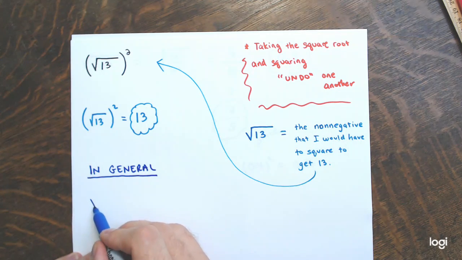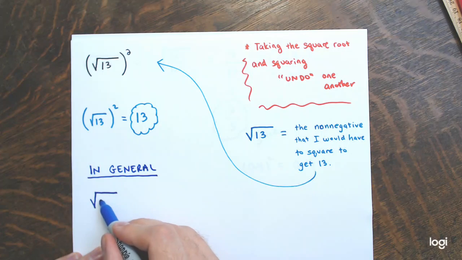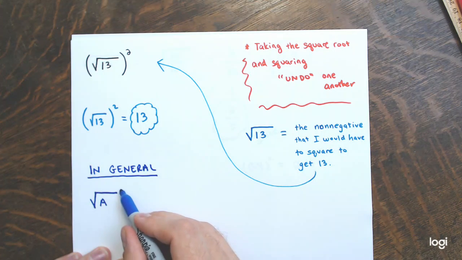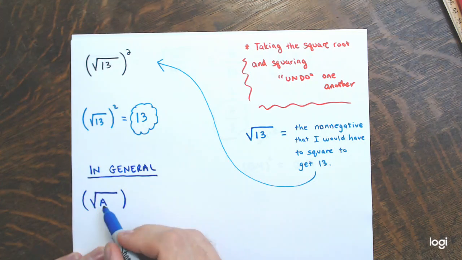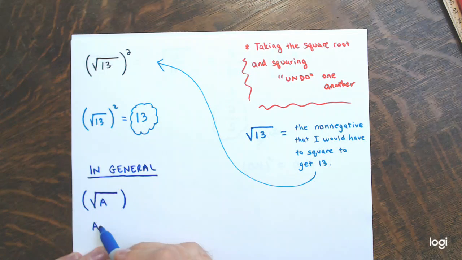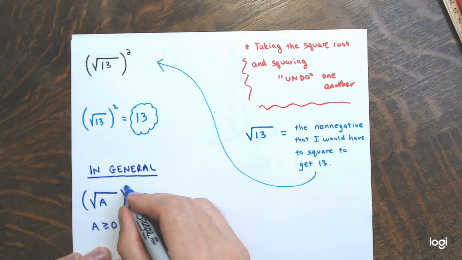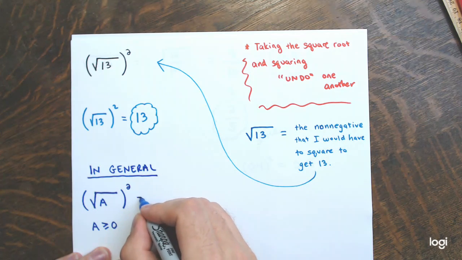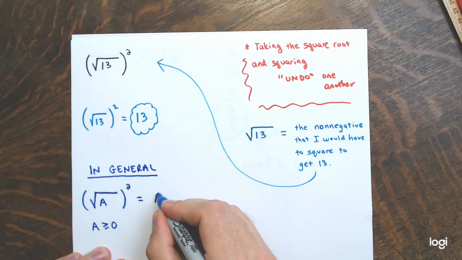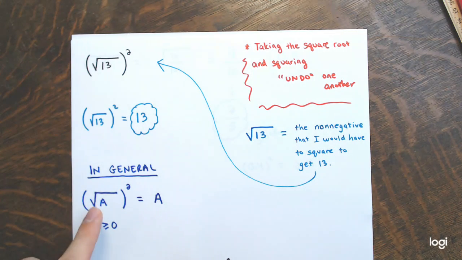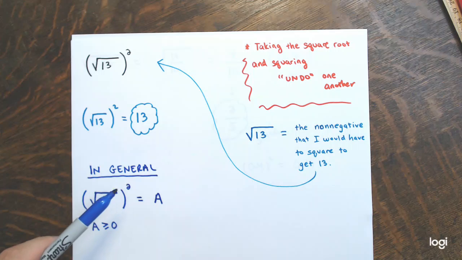The square root of some number a, where a is not negative, right? A is some number greater than or equal to 0. A is not negative. The square root of a squared will just be a. Because again, what is the square root of a? What does this symbol mean? When I take the square root of a, this square root of a is the number that I can raise to the second power to get a back.